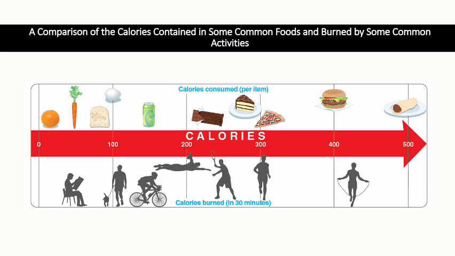As we move up, food like eggs or soda contain more energy and would require activities like walking, cycling, or swimming to burn those calories. Higher calorie foods such as chocolate, cake, pizza, or burgers store much more chemical energy, meaning the body would need more intense activities like running, racquetball, or skipping to use that energy.